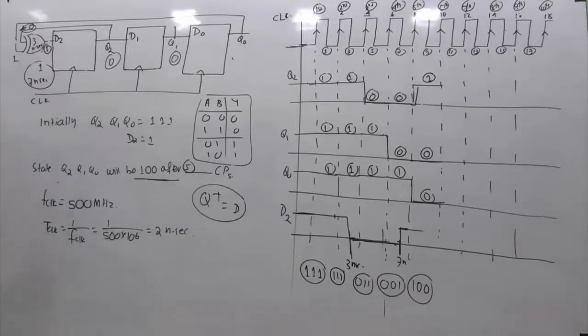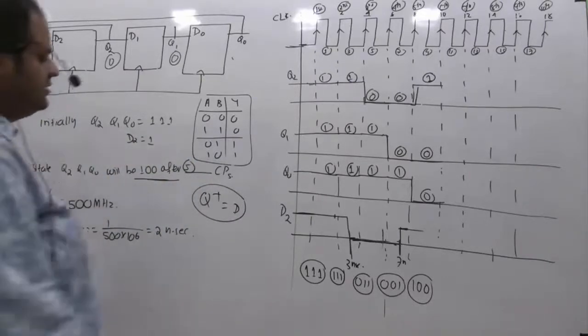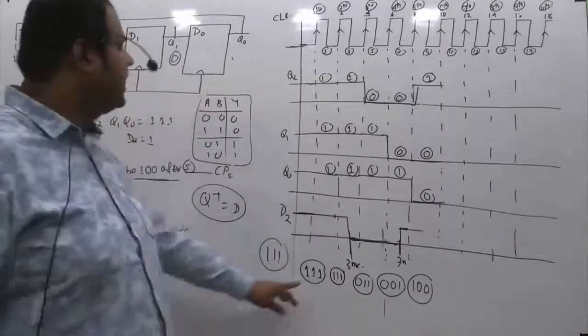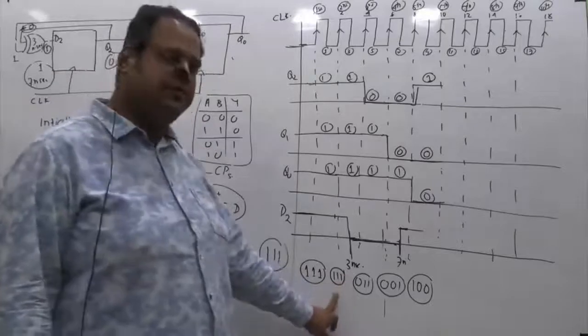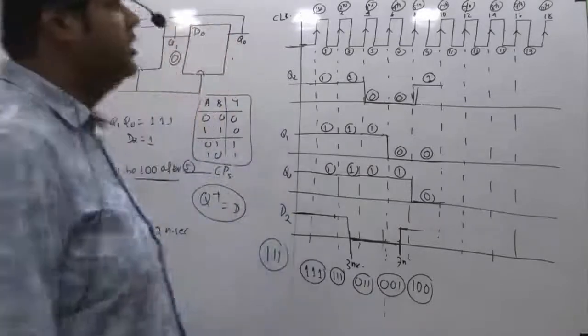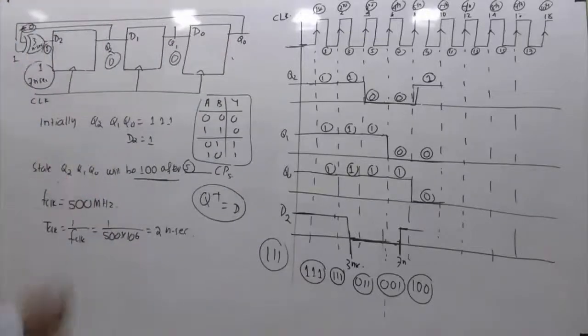Initially, before giving any clock, this state was 111. When I give the first clock, I got 111 again. Second clock also 111. Third clock 011. Fourth clock 001, and fifth clock is 100, and at the 5th clock itself we are getting the desired thing, and that's the right answer.